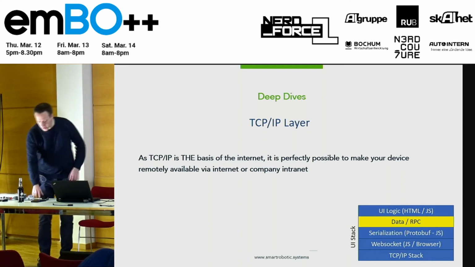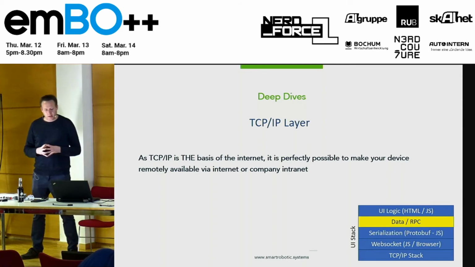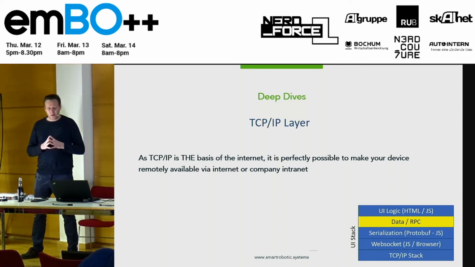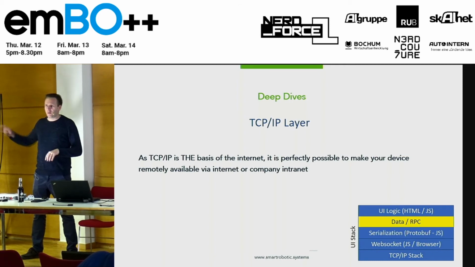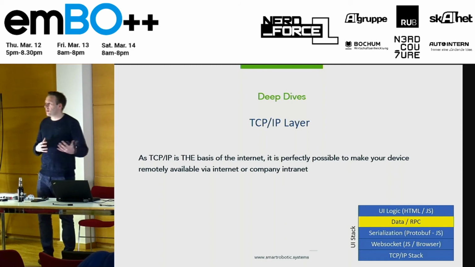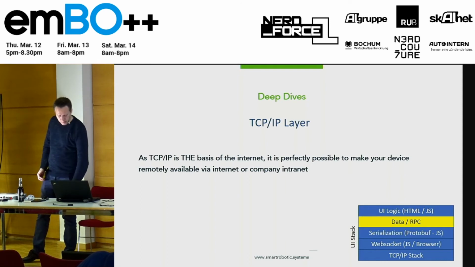Okay, the TCP/IP is the basis of the internet, so it's perfectly possible to make your device remotely available via the internet or via a company intranet. So if you have an embedded device and there is already a company VPN that connects two sites, your embedded device will be available for managing from the other side of the company, which is, again, in our use case, you can control the drone from anywhere in the world. So it's really a good thing.